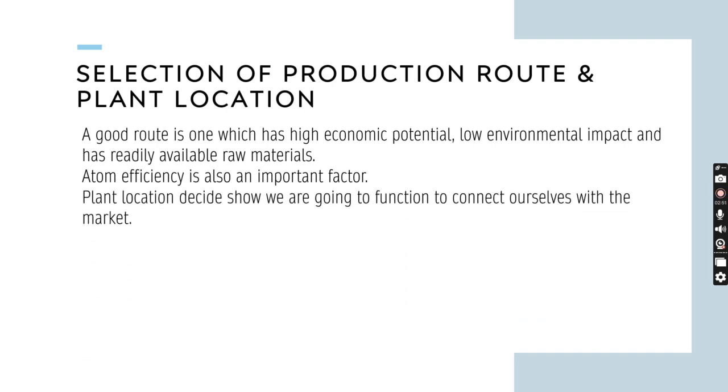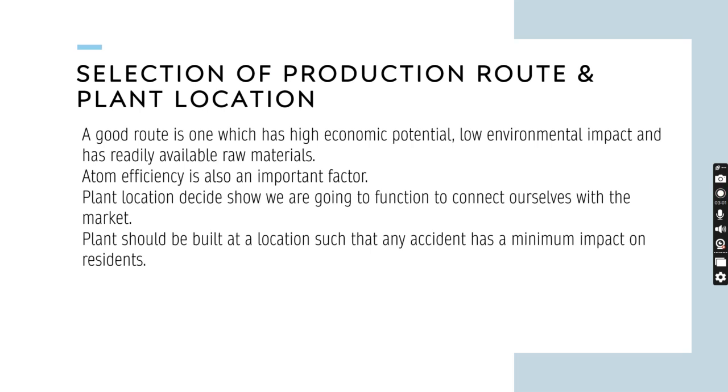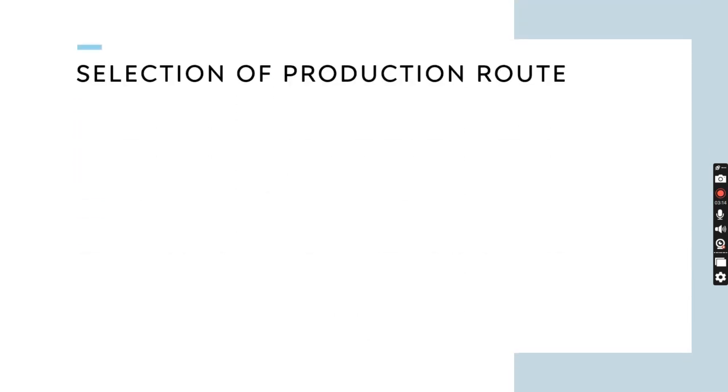Then the next thing that we are going to discuss is plant location, which decides how we are going to connect ourselves with the market. Plant location should be such that any incident has a minimum impact on the residents. So these are the key things that we should keep in mind when we are deciding the production route and plant location. So let's discuss the selection of production route.